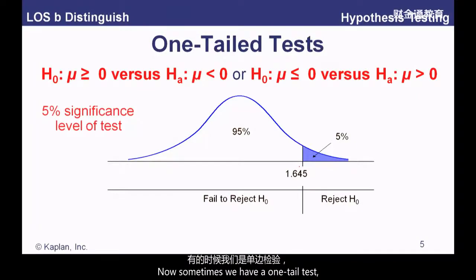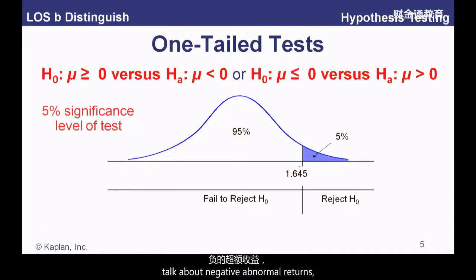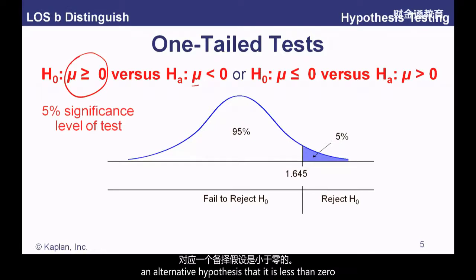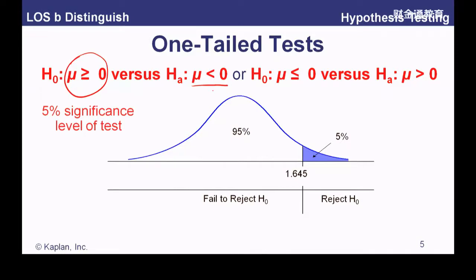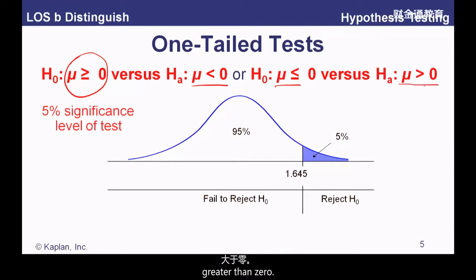Now, sometimes we have a one-tailed test. When I described our abnormal returns test, I didn't want to talk about negative abnormal returns. I wanted to allow that, but we're going to test and see if they're less than or equal to 0. In this case, we've got a one-tailed test of greater than or equal to 0 versus an alternative hypothesis that it is less than 0. Or we could have less than or equal to 0 versus greater than 0.